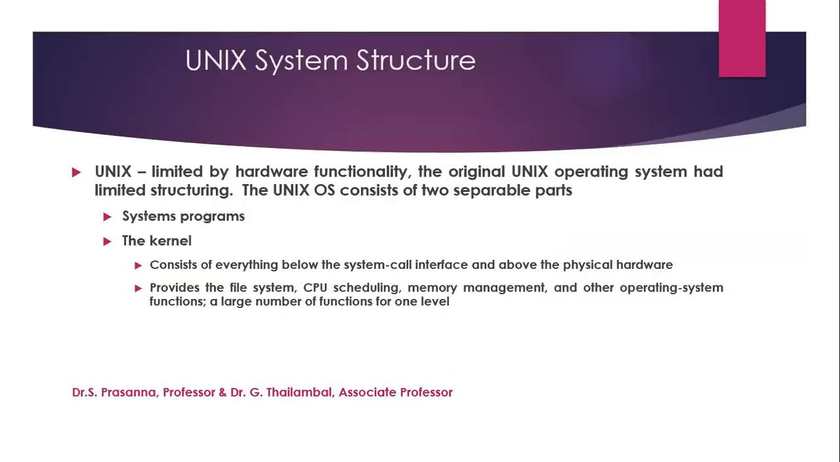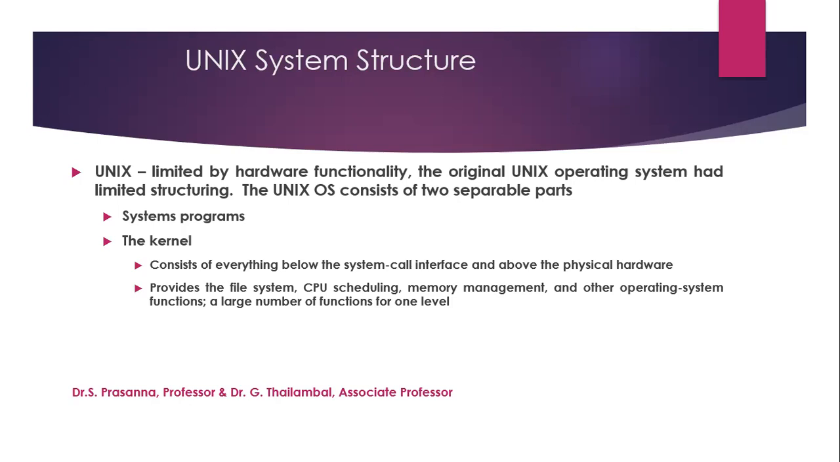And the Unix system structure has limited hardware functionality. The original Unix operating system had limited structuring. The Unix OS consists of two separable parts. One is the kernel, another one is the system programs. The kernel is everything below the system call interface and above the physical hardware. The kernel is the heart of the operating system. So without the kernel, the operating system will not work.